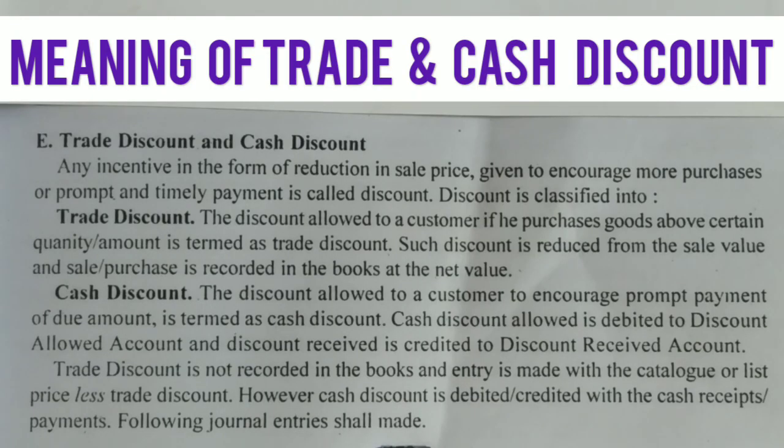Let us first understand what is trade discount and what is cash discount. First of all, meaning of discount. You are all familiar when you go to buy any product, then the seller gives you some discount. That means we have to give less price of a product. Say for example, price of the product is 500 and if the discount is 10%, then 10% of 500, that is rupees 50, we have to pay less. So, any type of reduction in the price of a product is known as discount.